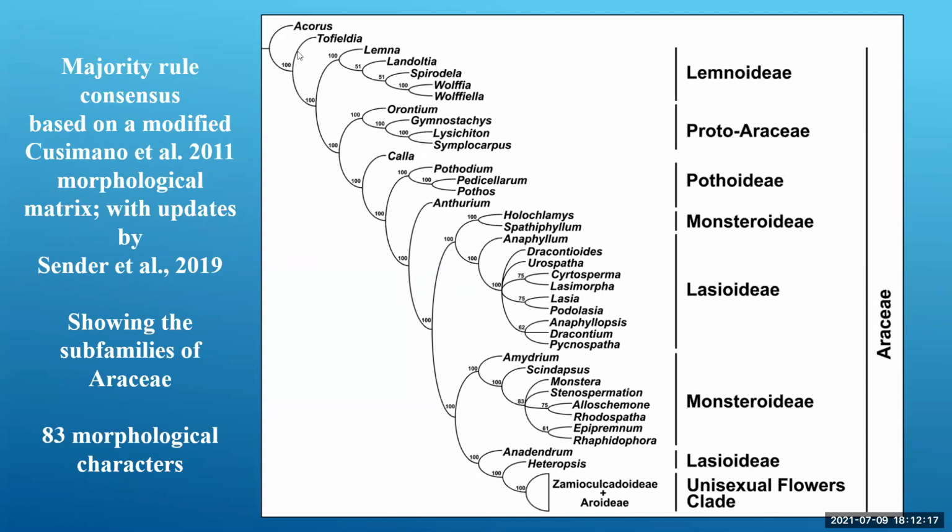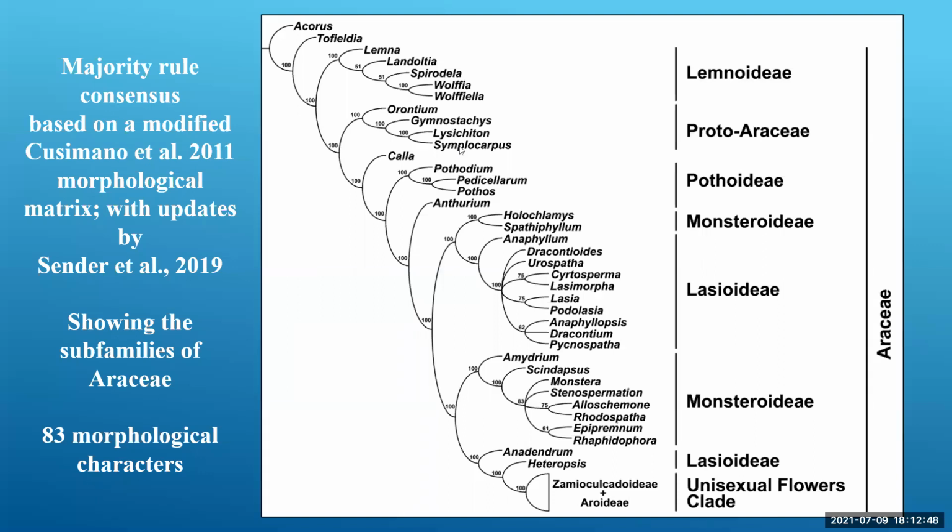This was just the morphological tree. And you'll notice this group here, Lemna, Spirodela, Wolffia. These are the lemnoids. Some people include those as a separate family, Lemnaceae. So these are duckweeds, which usually using DNA fall into the family Araceae and not outside of it. But morphologically, they're basal. I wanted to point out this group, the Proto-Araceae: Orontium, Gymnostachys, Lysichiton, and Symplocarpus.